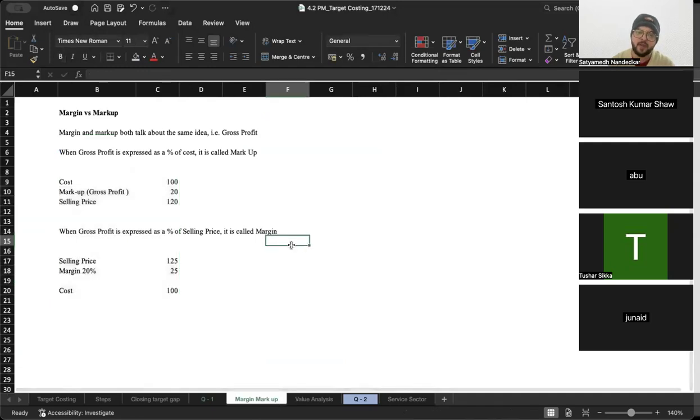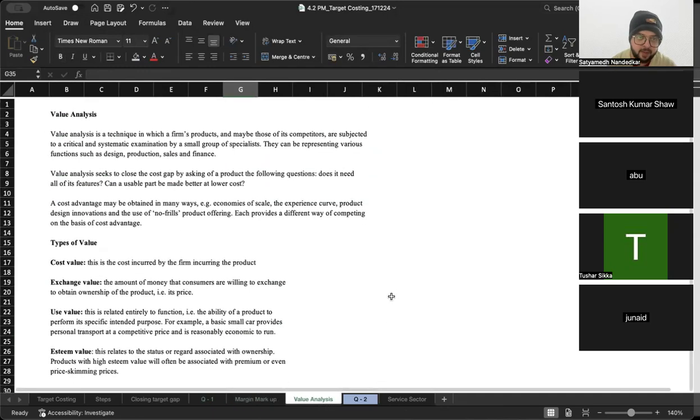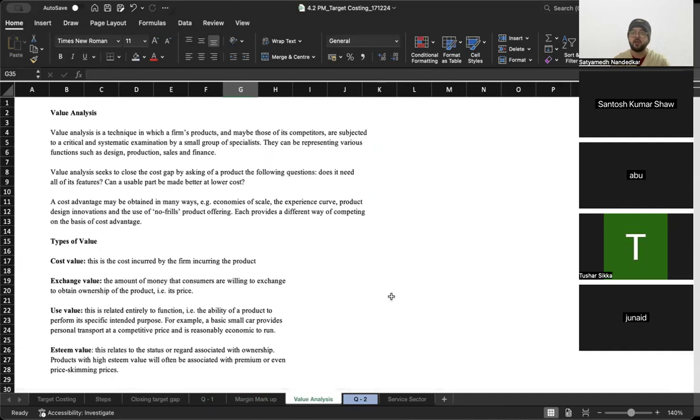This is a discussion on margin and markup, but we have already done it. Let's have a quick view of the concept of value analysis. Value analysis is a technique in which a firm's products, and maybe those of its competitors, are subjected to a critical and systematic examination by a small group of specialists. They can be representing various functions such as design, production, sales, and finance. Value analysis seeks to close the cost gap by asking of a product the following questions.